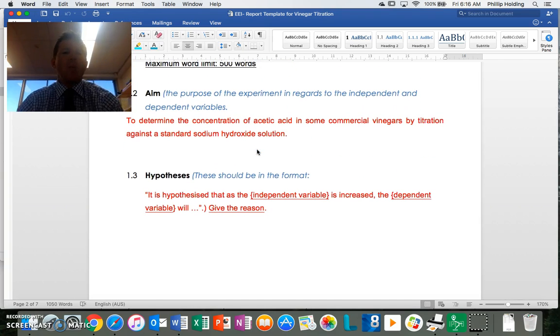Okay, so the aim. What is the purpose of our experiment? Like always, we want to determine something. So the example given is to determine the concentration of acetic acid in some commercial vinegars by titration against a standard sodium hydroxide solution. Seems like a pretty good aim.